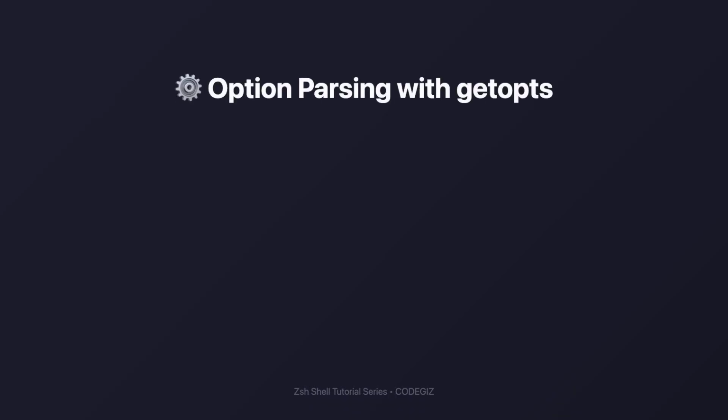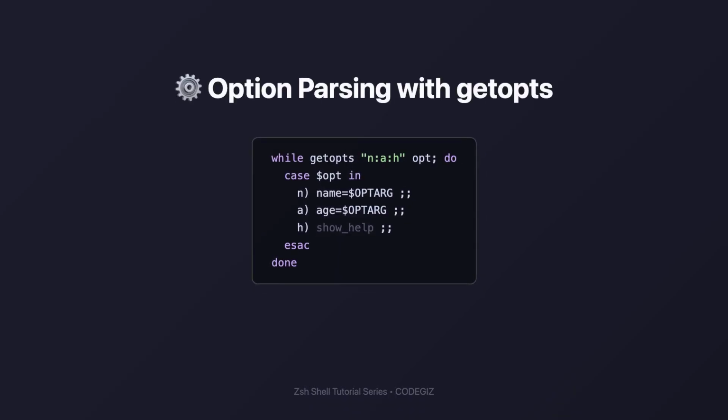Getopts parses dash options like -n. A colon after a letter means it takes a value. OPTARG holds the value for each option. A case statement handles each option in the loop.